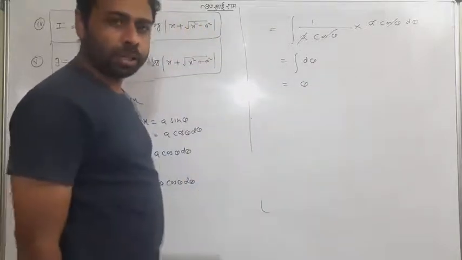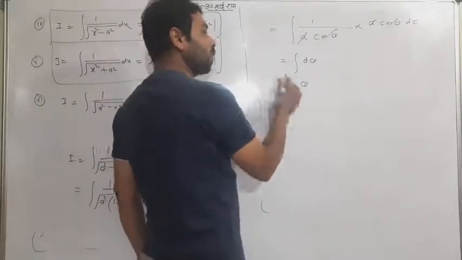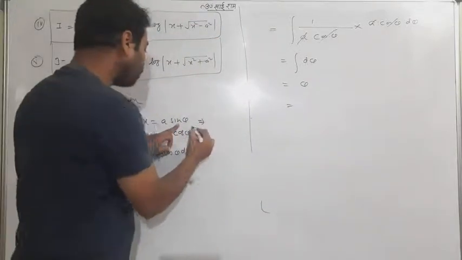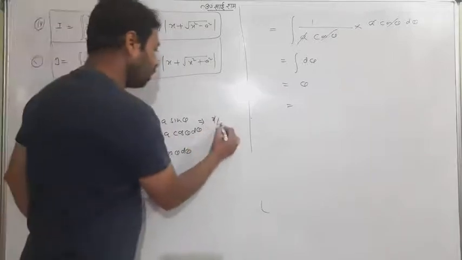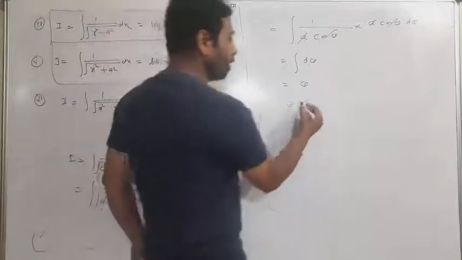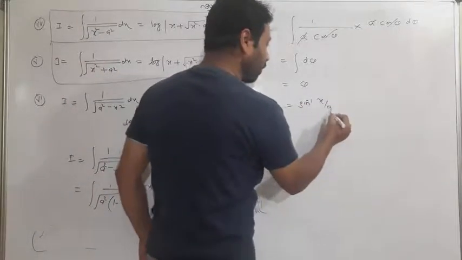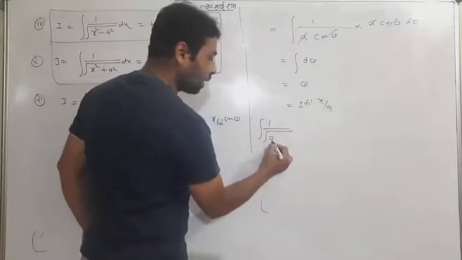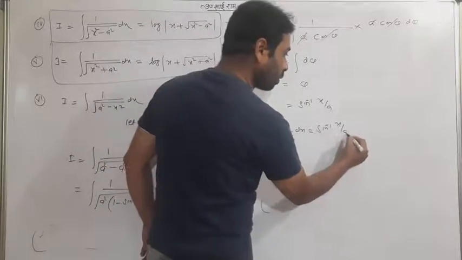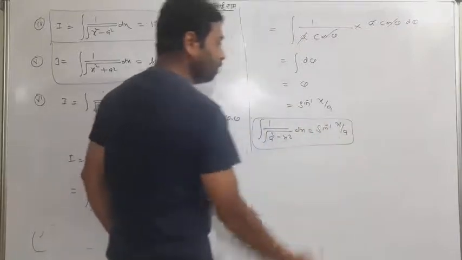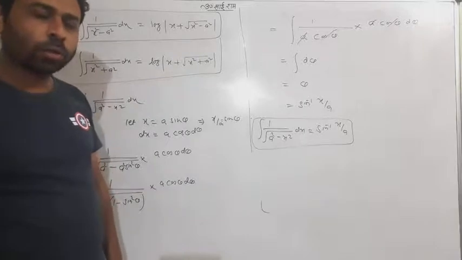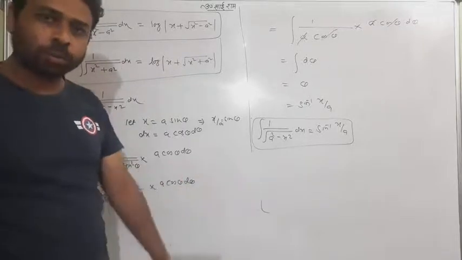I don't write theta plus c separately, it's a constant value. So what is theta? Look, x upon a is equal to sine theta, so theta is equal to sine inverse x by a. So sine inverse x upon a, you have seen the formula that the integral of 1 upon root of a square minus x square dx is none other than sine inverse x by a. This is a formula. Okay, so till now you have seen what kind of formulas there are. Six formulas I have taught you.